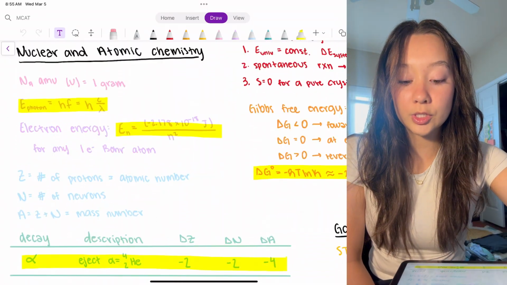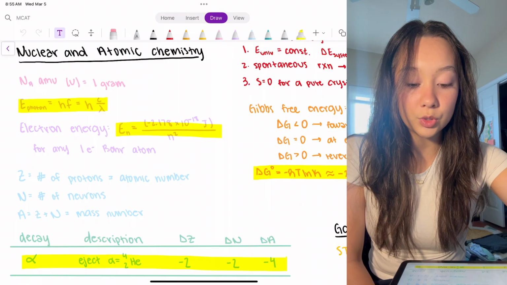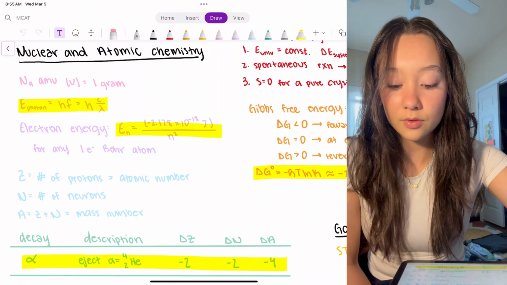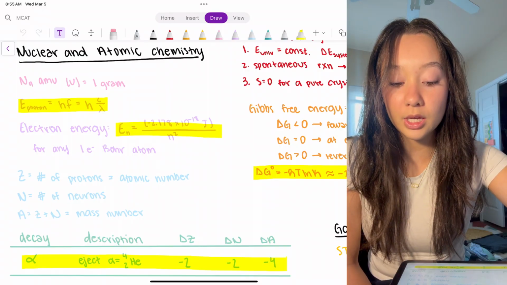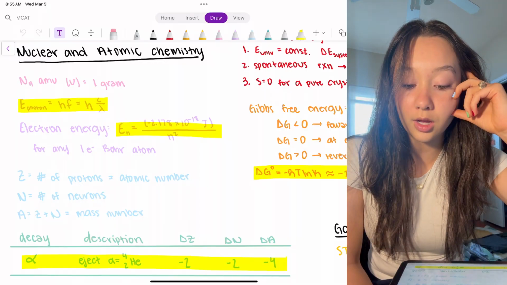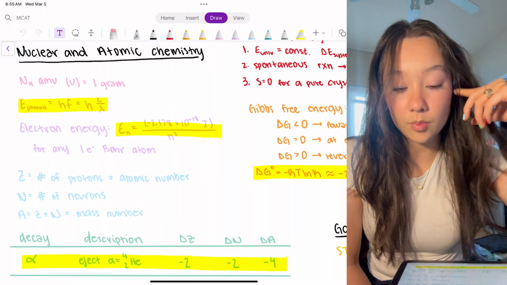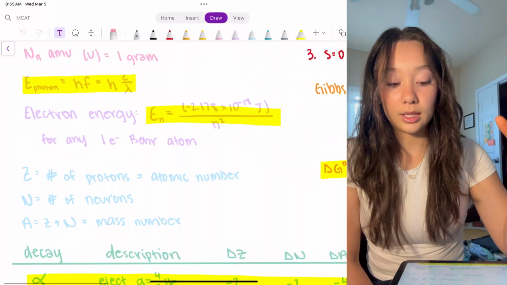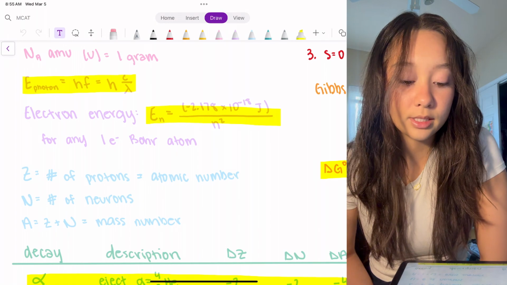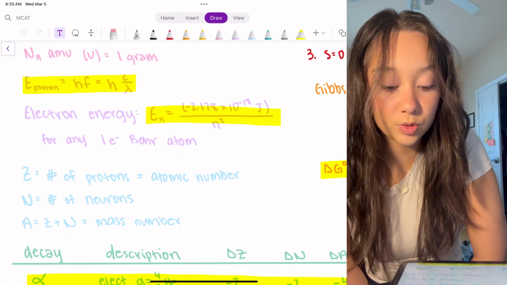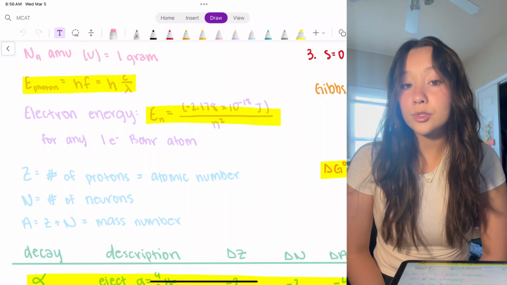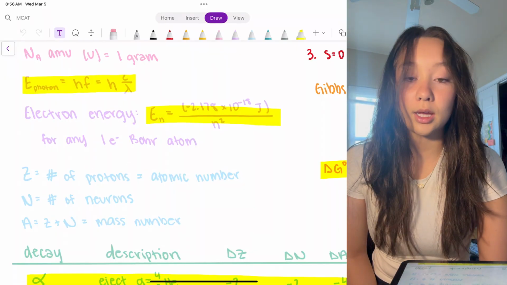Nuclear and atomic chemistry. So this is where we get into our different types of decays, electron energy, all that good stuff. The energy of a photon is going to be hf, or hc over wavelength. We also talked about this in our physics equation sheet, but this is also used for chemistry. Electron energy, this one's not as important to remember. Just memorize that n is the energy level and that the relationship with the energy level is going to be squared. This is only for a Bohr atom, so an atom that has one electron, like hydrogen.